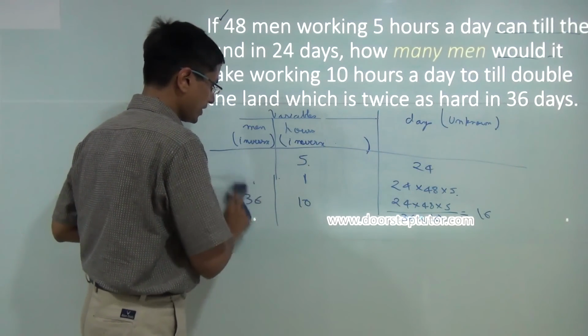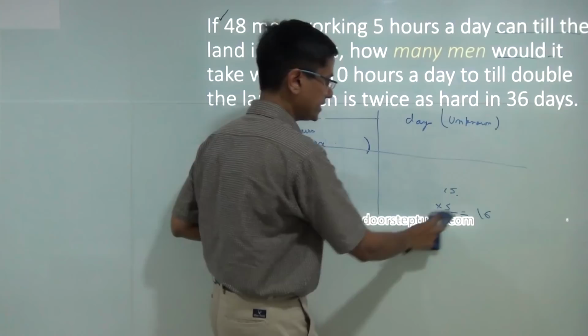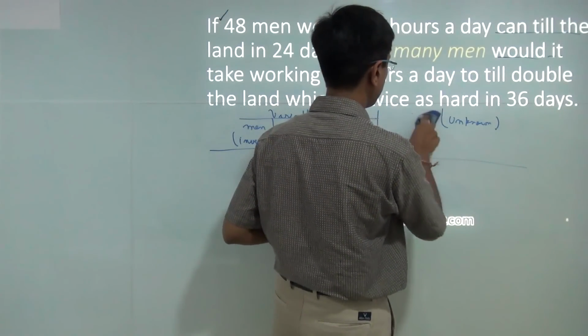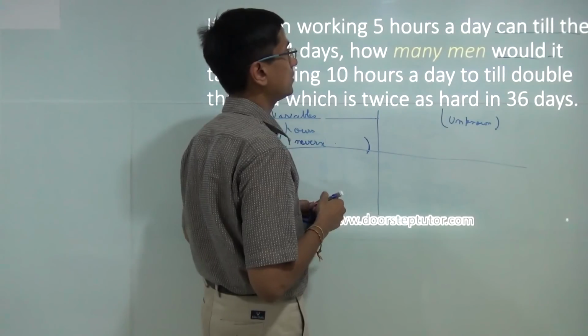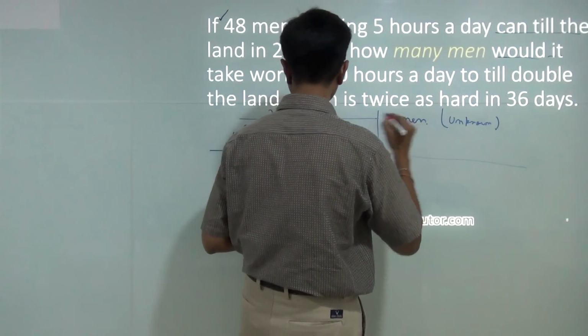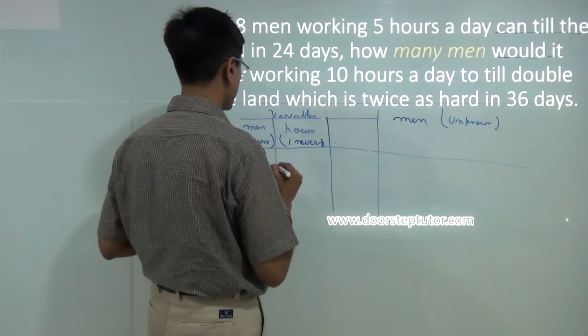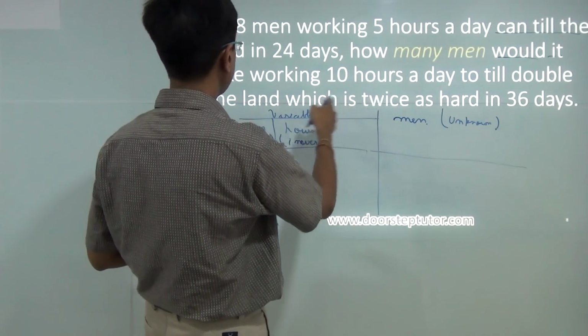Now in this question, one more variable has been added. So there is a twist here. First of all, I have been asked number of men. So men is the unknown. Second, there is one more variable here. Actually, there are two more variables.